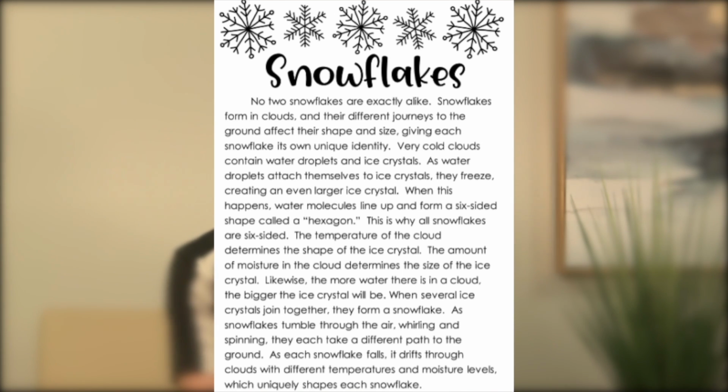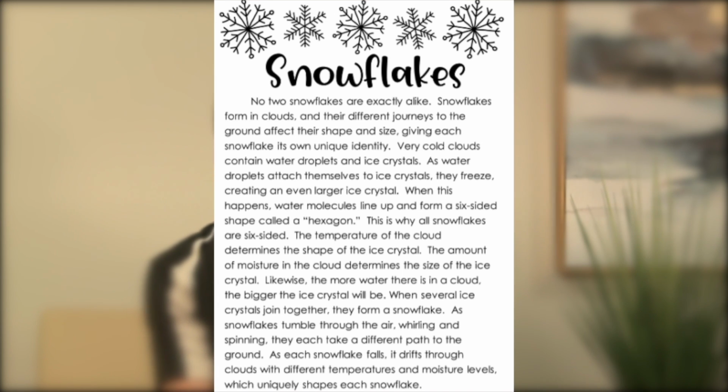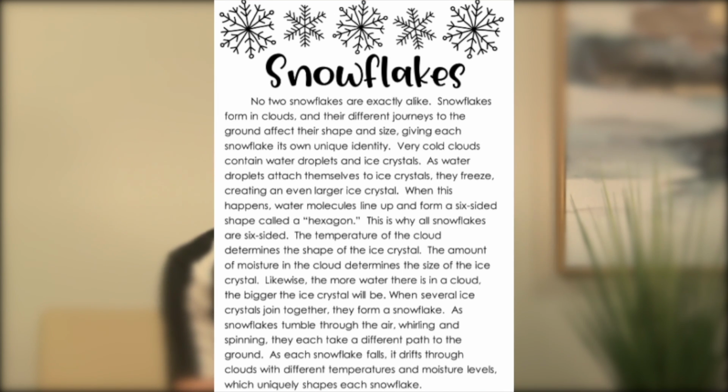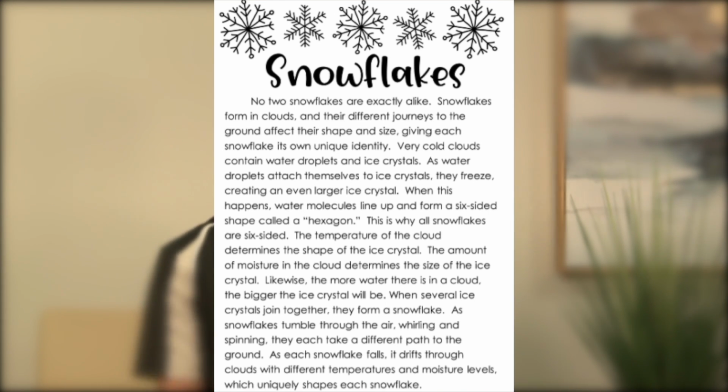When several ice crystals join together, they form a snowflake. As snowflakes tumble through the air, whirling and spinning, they each take a different path to the ground. As each snowflake falls, it drifts through clouds with different temperatures and moisture levels, which uniquely shapes each snowflake.